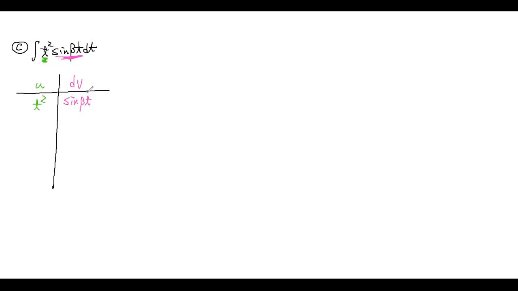If you use the long form, it would become very tedious, and the chance you make a mistake with the plus and minus signs is very big. So I really like the tabular form. Now the t squared: the derivative is 2t, right? Then the derivative of 2t is 2. Then the derivative of 2 is 0, correct?